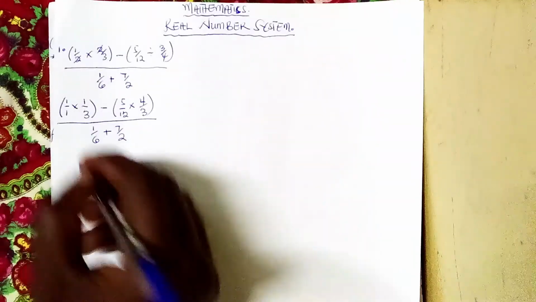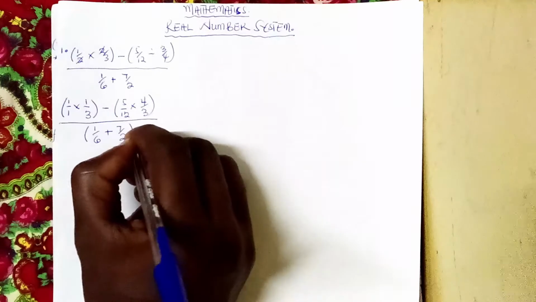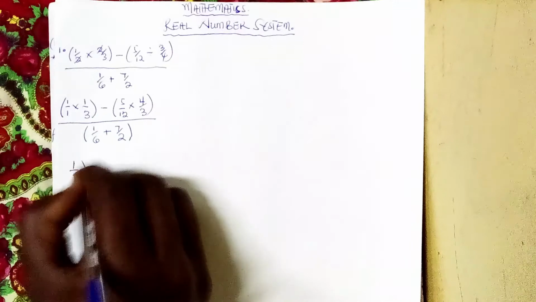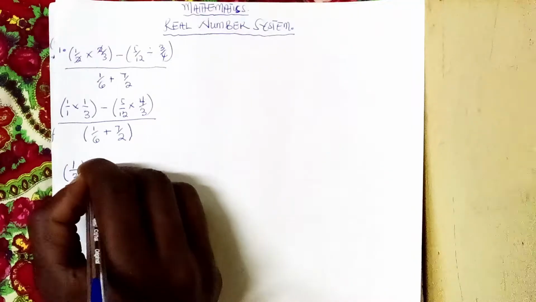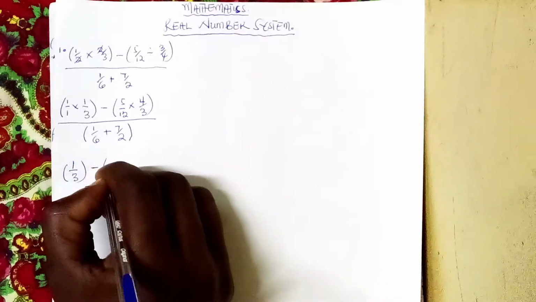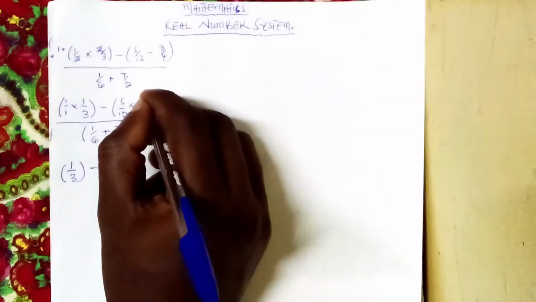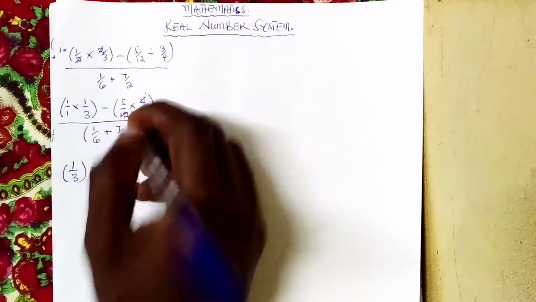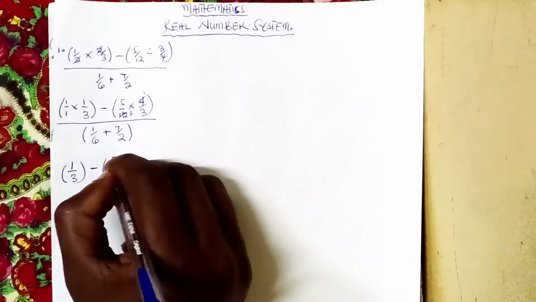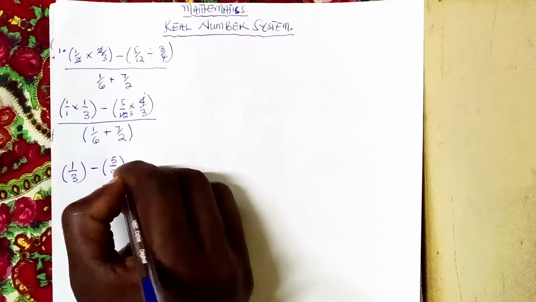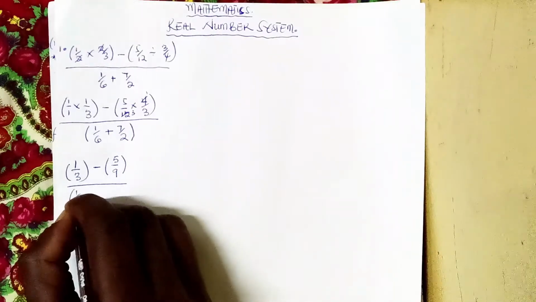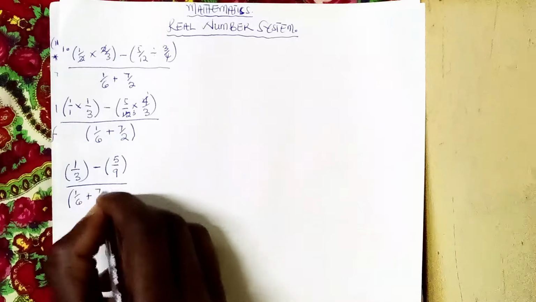Let's continue. We have 1/3 minus, we cancel out here. We have 4 into itself 1, and into 12, 3 times. So we have 5/9. We have the one beneath, so we have 1/6 plus 7/2.